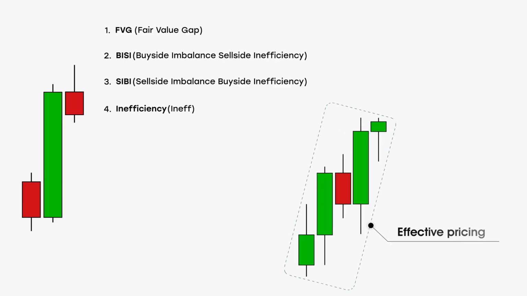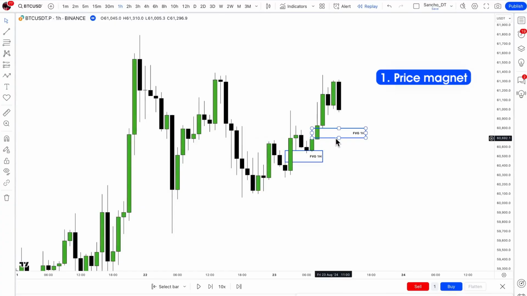In contrast, effective pricing looks different. There are no gaps between candle wicks on the chart, and the price is evenly distributed, offering fair value. Despite the different names, all these terms describe the same situation, a gap on the chart caused by an imbalance between supply and demand. From a pricing perspective, imbalance acts as a sort of magnet for price. The market usually seeks to return to such areas to restore equilibrium.